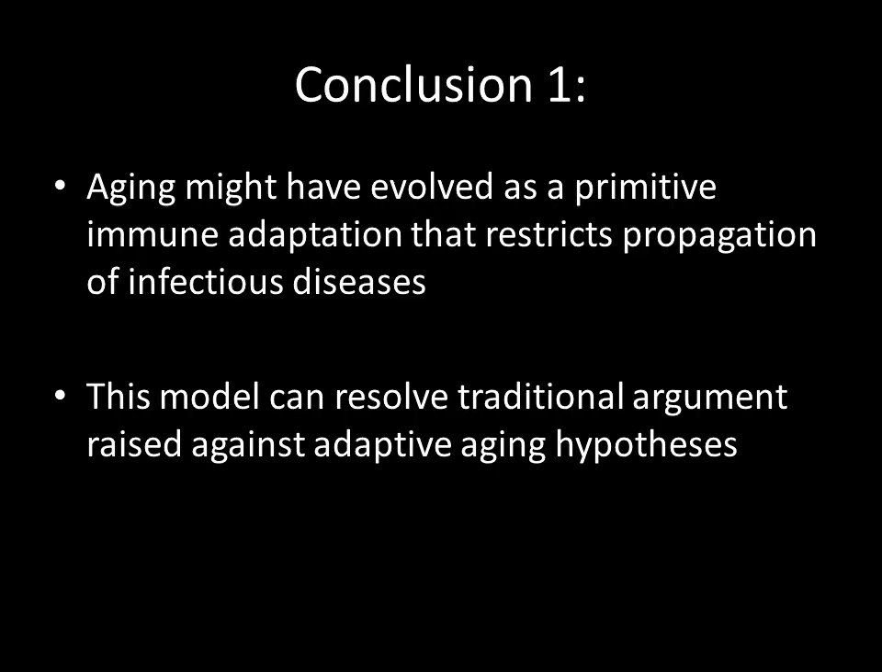So, first conclusion. We showed that aging might have evolved as a primitive immune adaptation that restricts propagation of infectious diseases. And the model can resolve traditional arguments raised against the adaptive aging hypothesis. We don't need waivers from general laws of conservation. We don't include this non-Euclidean genetics as in antagonistic pleiotropy. To me, this is the most parsimonious idea that is on the table for now.